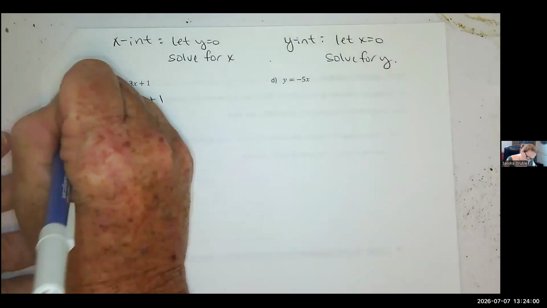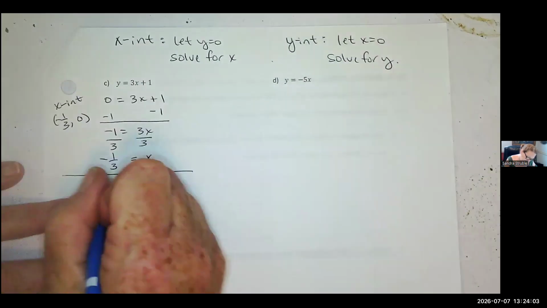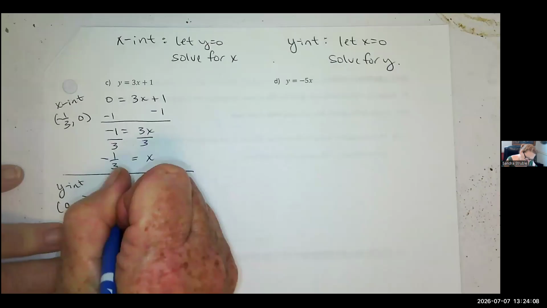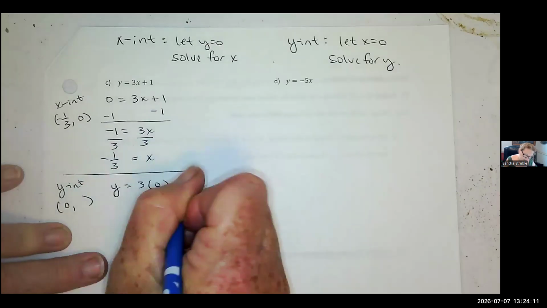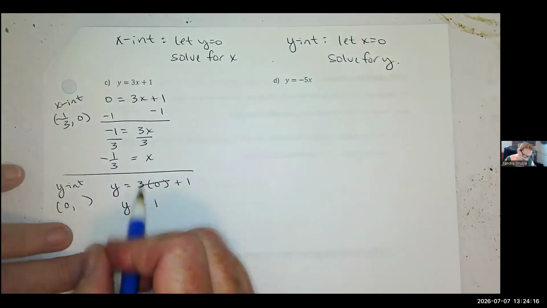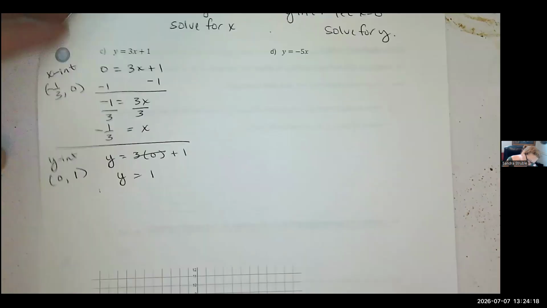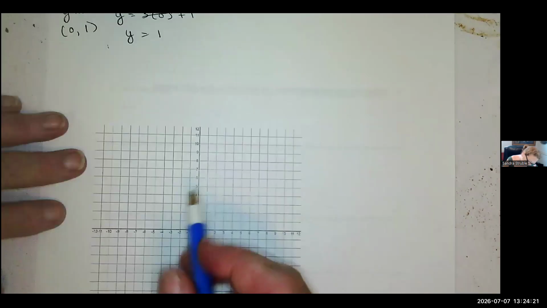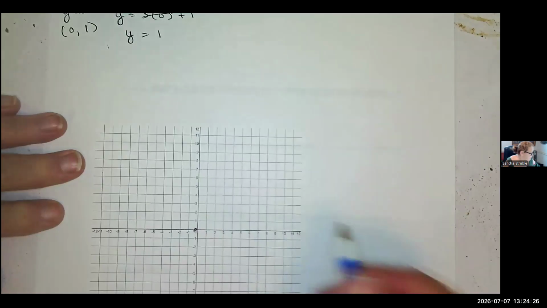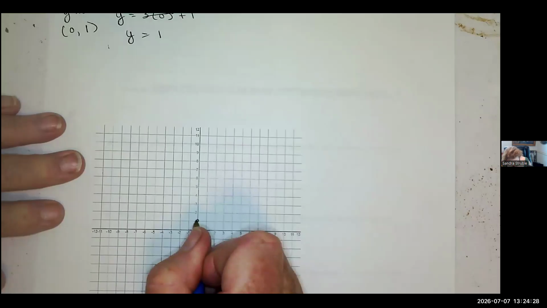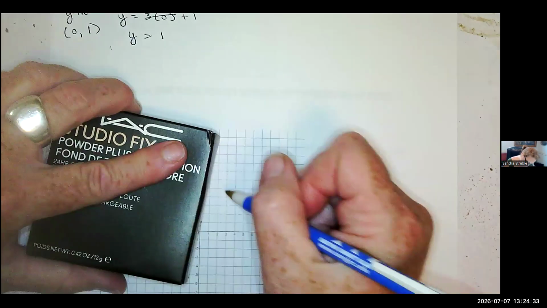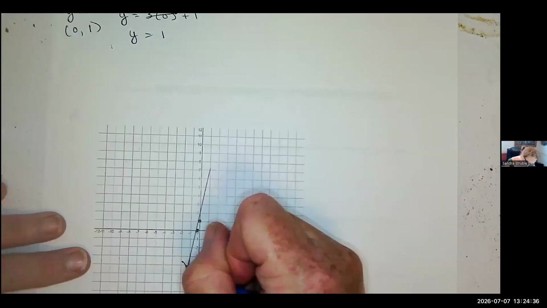And then for the y-intercept, we let x equal 0. 3 times 0 is 0. So y is 1. All right, let's plot that. X is negative 1/3, which is right about there. And y is at 0, 1. There. Draw our line. And label y equals 3x plus 1.